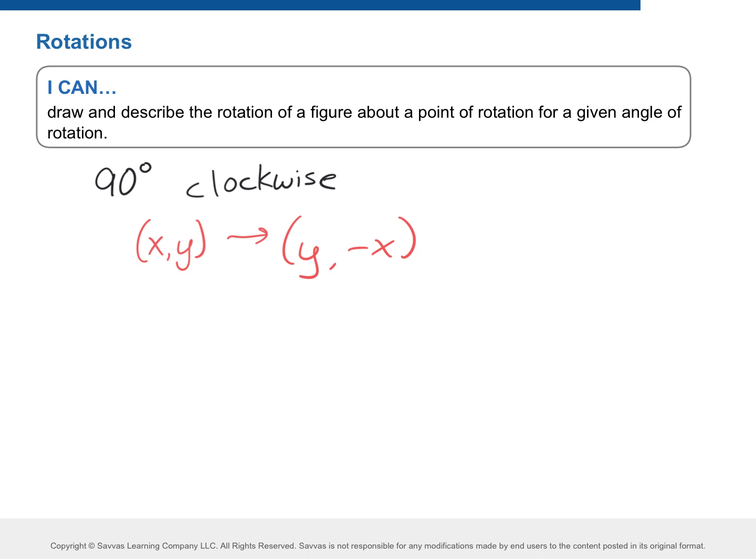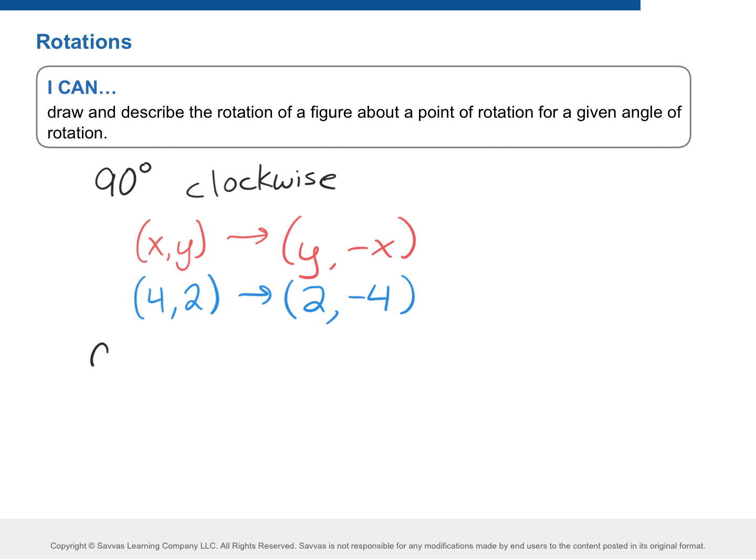Let's do a little example with that. If I have (4, 2), my new coordinate would be (2, negative 4). Does that make sense how I did that right there? Just followed what it said.